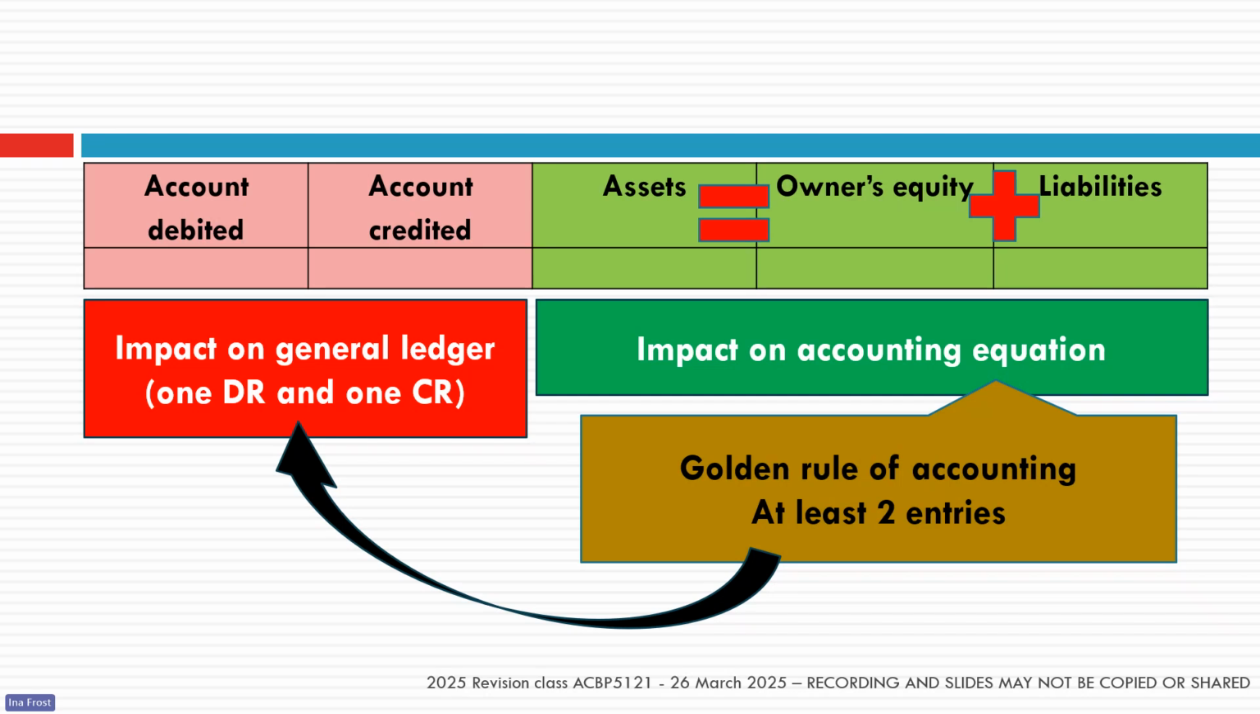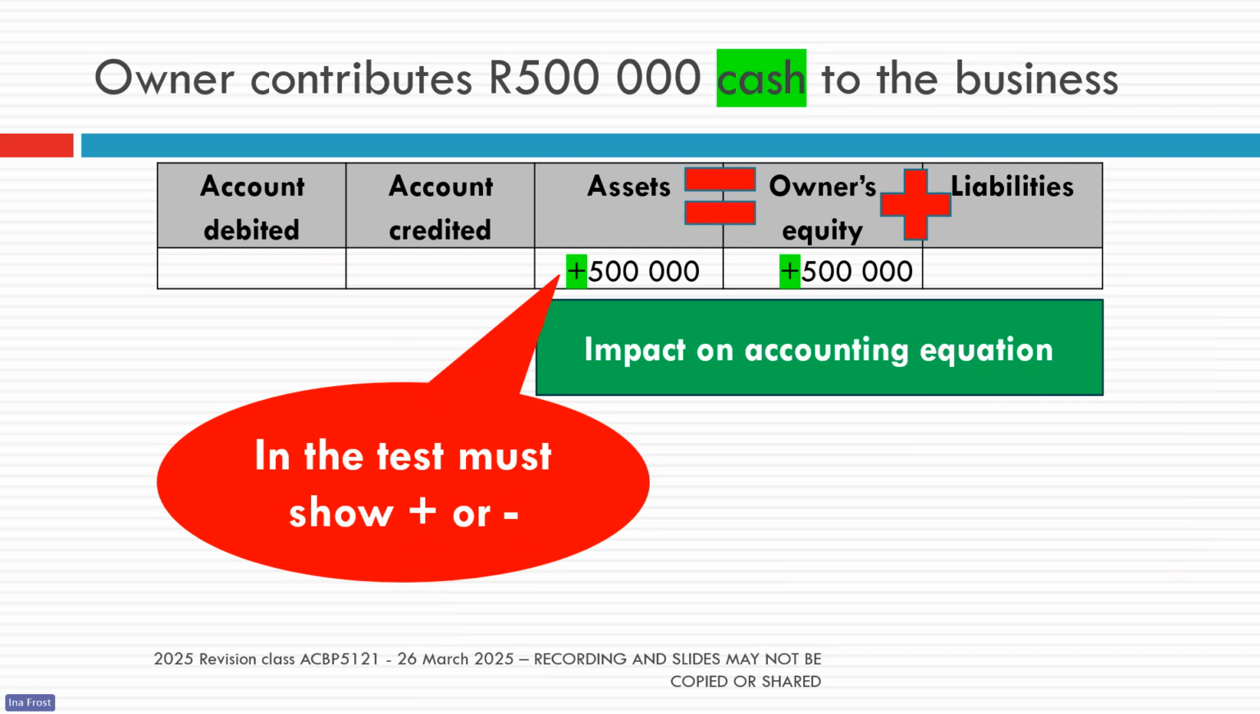But then we said, hang on, it can't just be any 2 entries. It's 2 very specific entries that we're looking for. One of these entries must be a debit and the other one must be a credit. And that's where we look at the impact on the general ledger. When I talk about these debits and credits, I'm talking about the impact this transaction is going to have on general ledger accounts.